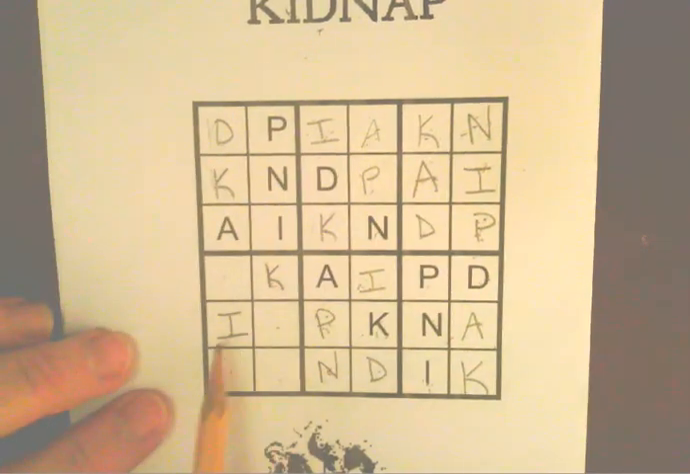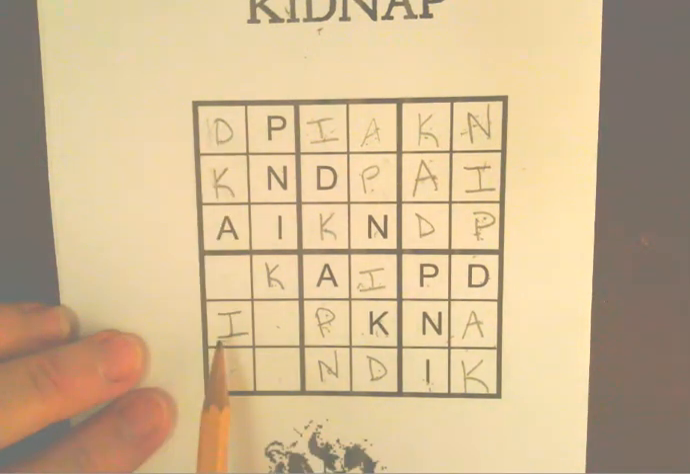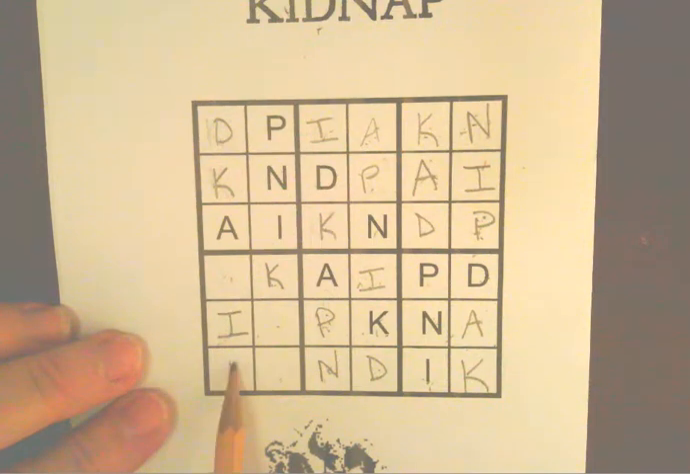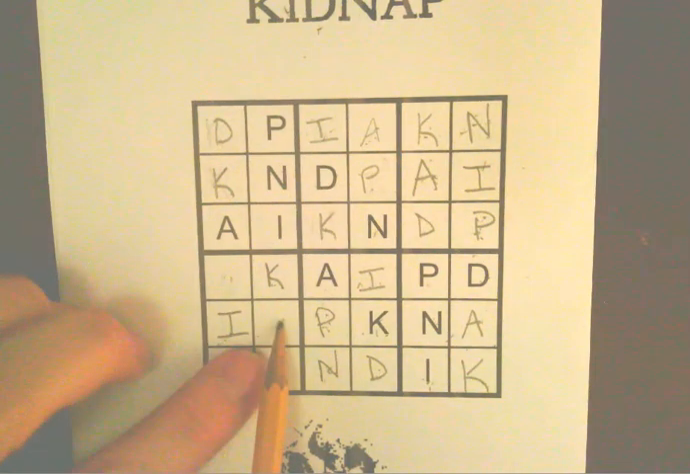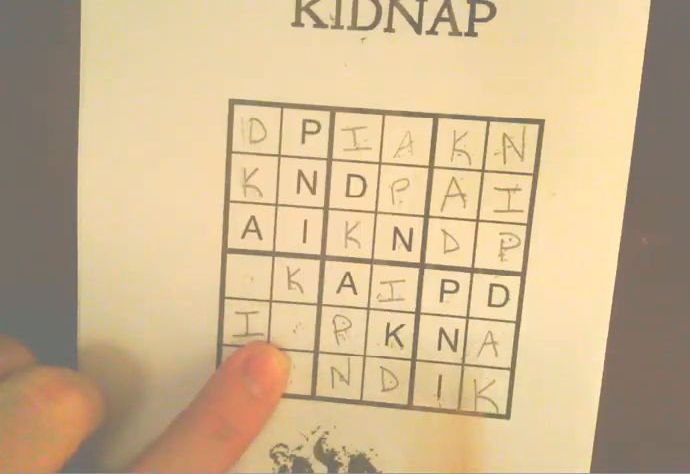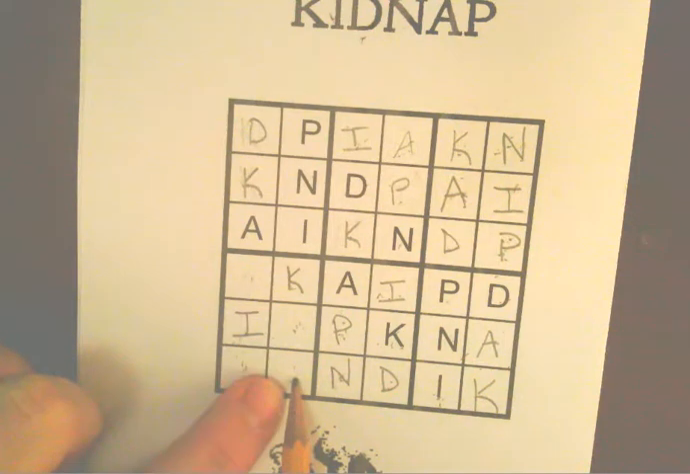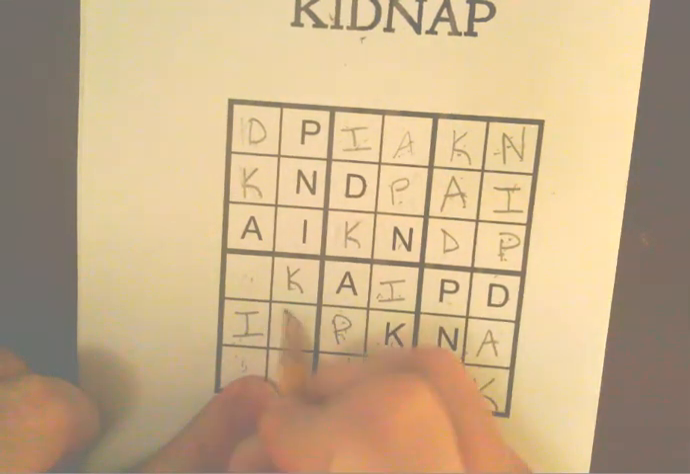So I have my K, I, and then I have my D. Well, I have a D up here, which means that these two boxes are off limits. So I'm going to go ahead and go with one of these. Well, this one doesn't have any other D's in the row, but this one does have a D here. So that means my D goes right there.